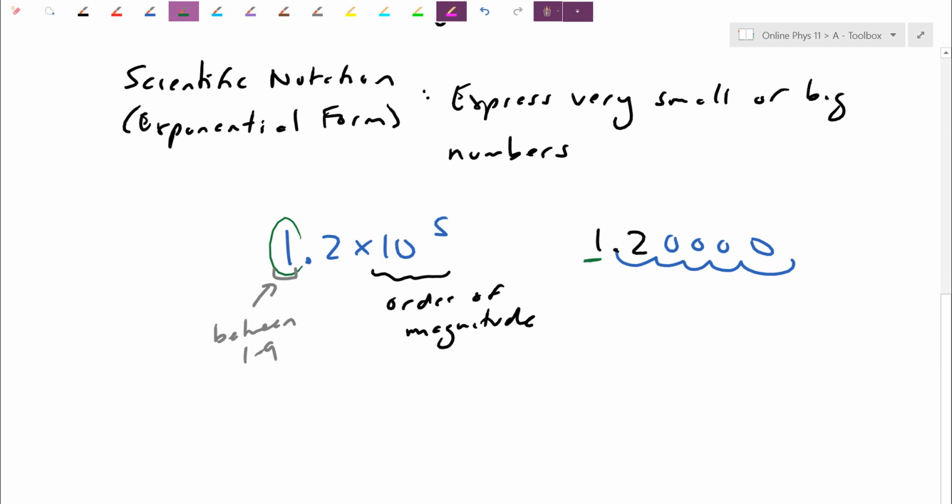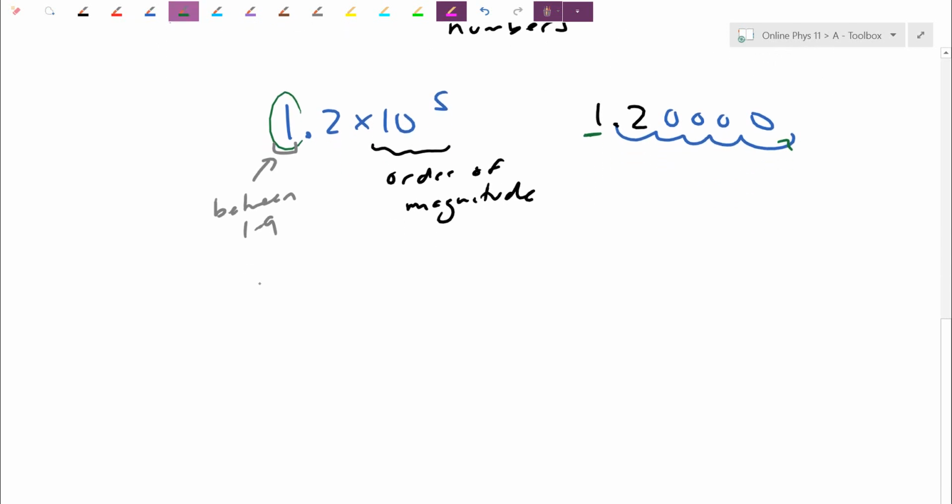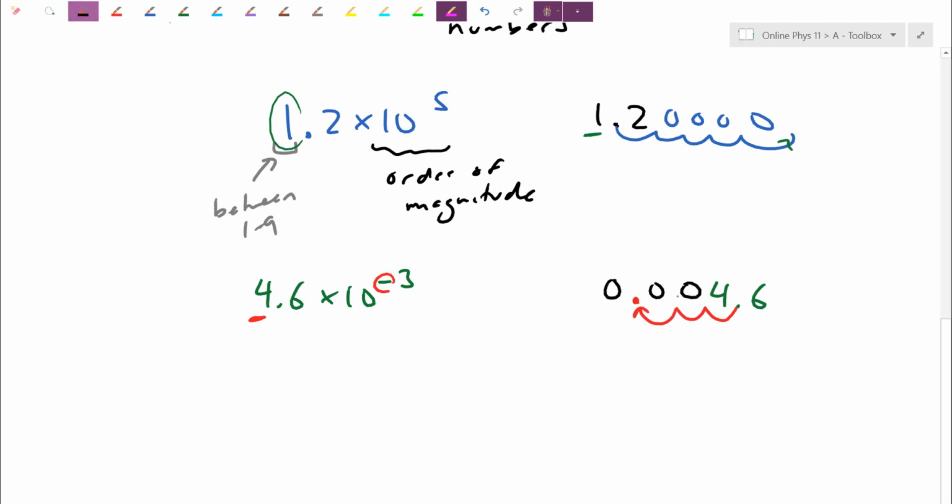Positive powers will make numbers bigger. You move the decimal place to the right. I can also use scientific notation to make things smaller. Let's say I have 4.6 times 10 to the negative 3. Not overly tiny, but that's like taking this number, 4.6. That's proper scientific notation because the first digit is between 1 and 9. And because this is a negative power, I'm going to move the decimal place to the left, this time 3 times. So 1, 2, 3. The decimal is sitting here. The ones that I would have skipped over are 0. So this is actually the number 0.0046.